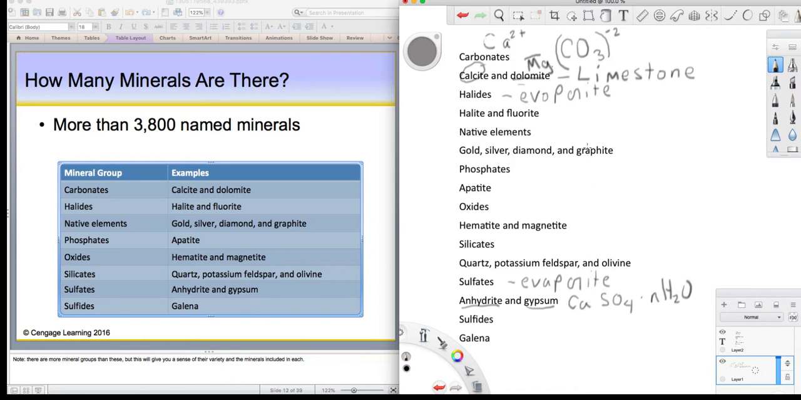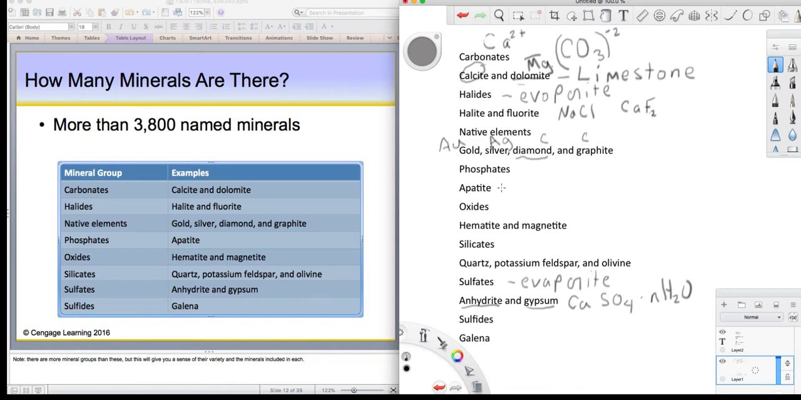Now going back to the halides, right? So again, evaporite. So we're going to see the sodium chloride, which is halite, common table salt, and then the calcium fluoride here for the fluorite right here. So both of those are halides. Native elements: gold, silver. Well, diamond is only carbon, and so it's graphite, right? We talked about graphite already.